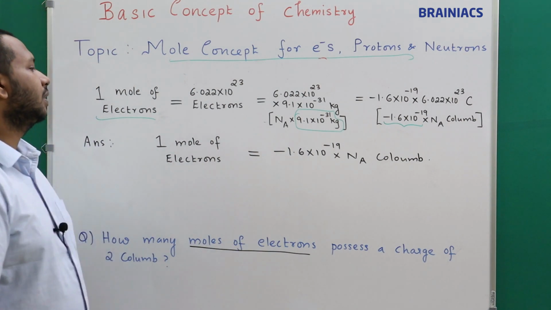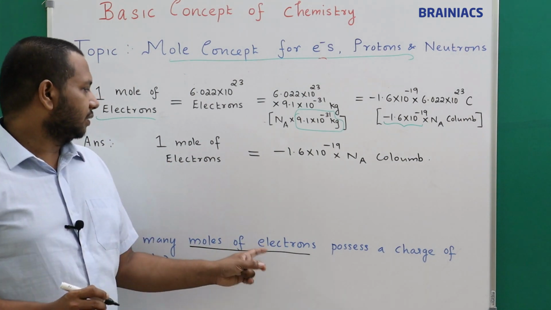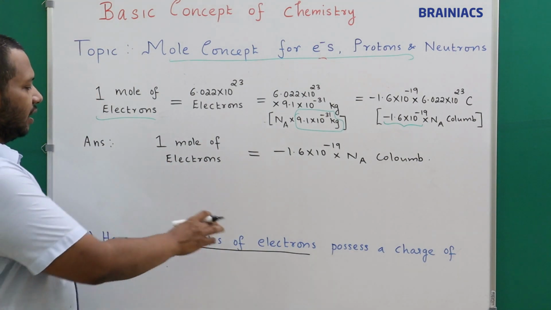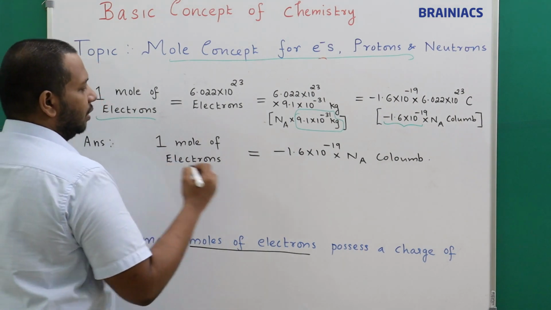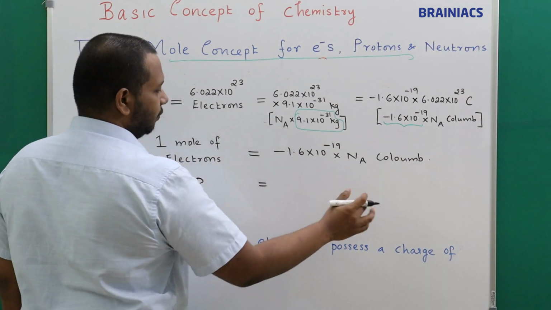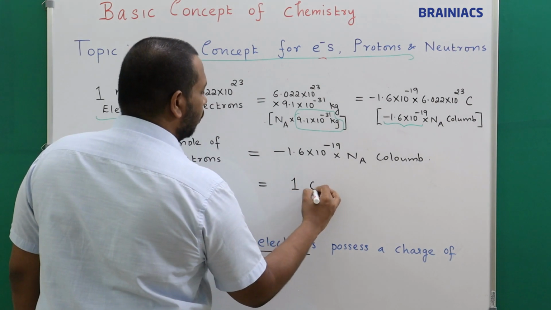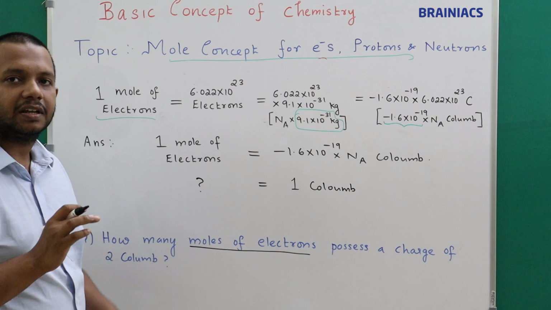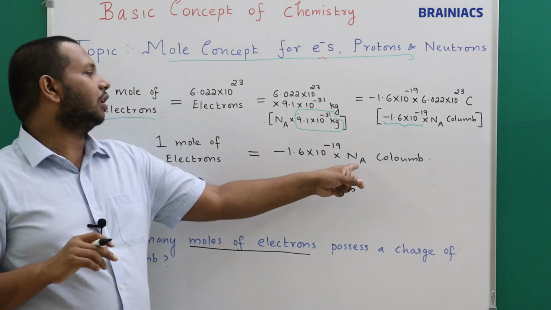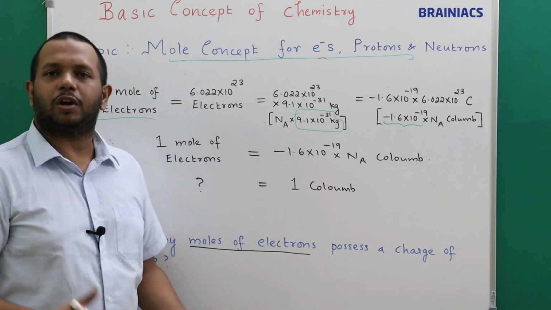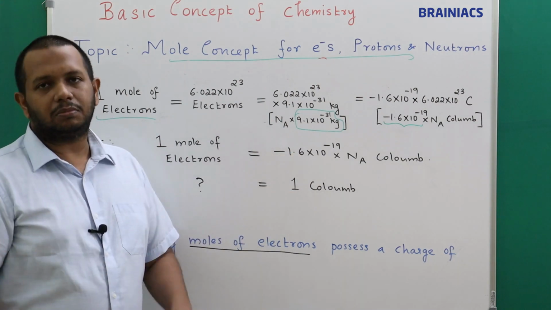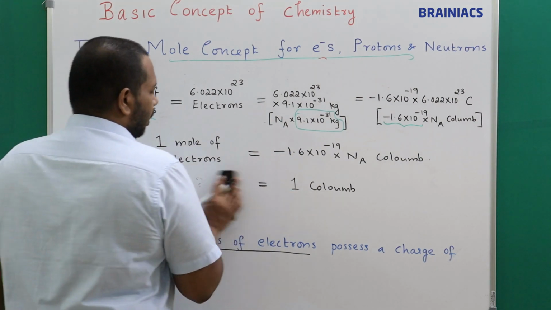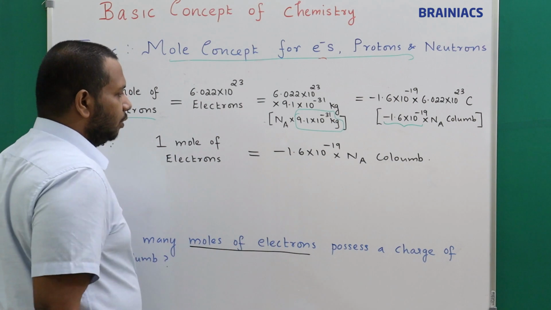Now tell me, what have they given here, or what are they asking? They are asking the number of moles. And for how much are they asking? For 1 coulomb charge. If you take 1 coulomb, how many moles of electrons are present in that? This is what they are asking. So tell me how to convert this value of coulomb to 1 coulomb. What do you need to do? Divide by the same number. That's it. So I will divide by the same value on both sides.